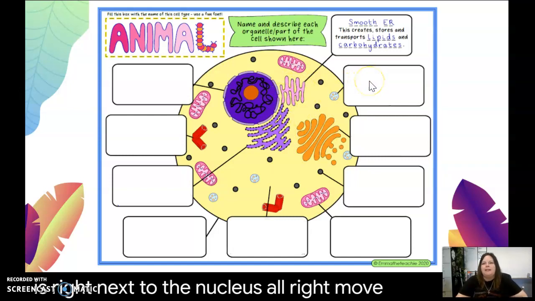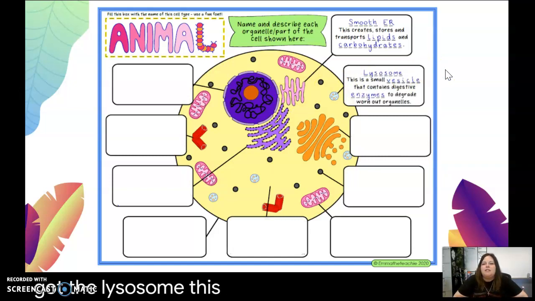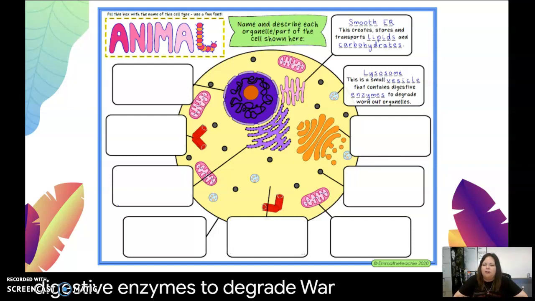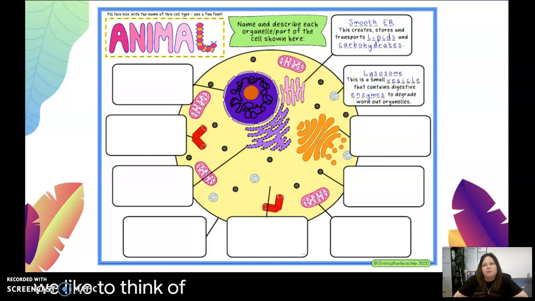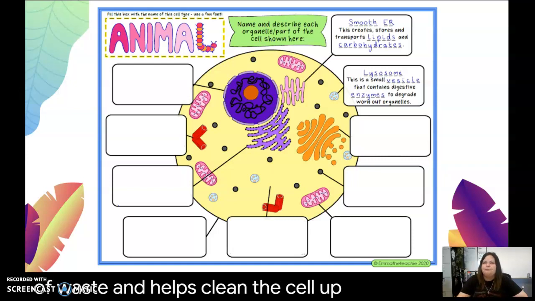All right, moving down. We got the lysosome. This is a small vesicle that contains digestive enzymes to degrade worn-out organelles. We like to think of this one as the digester. It gets rid of waste and helps clean the cell up.